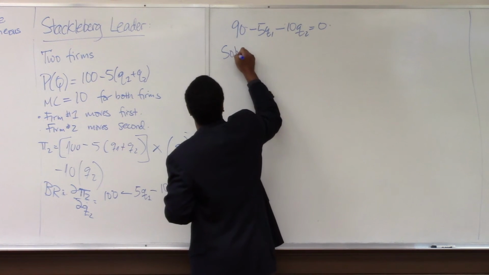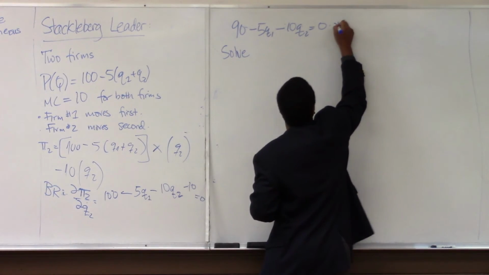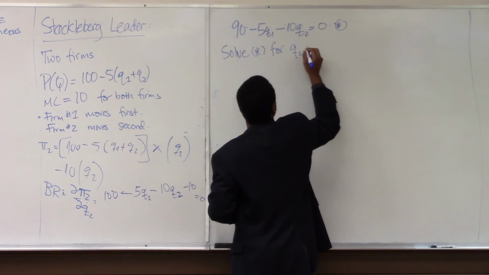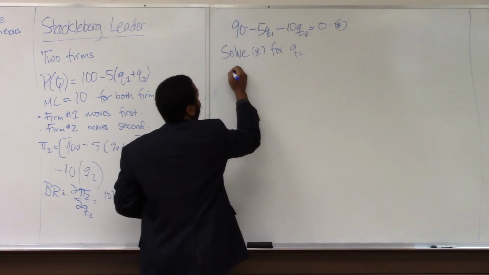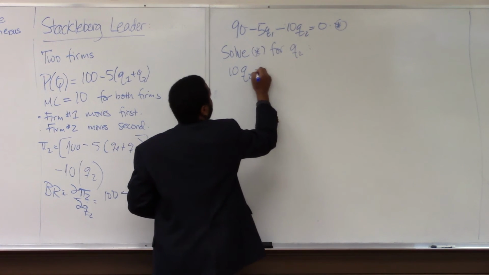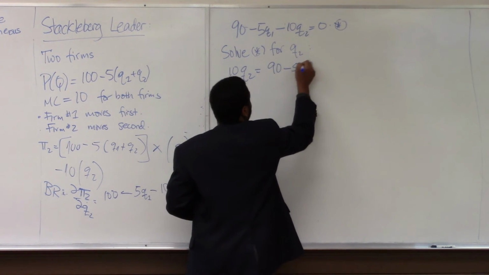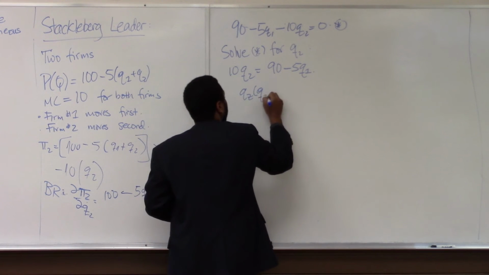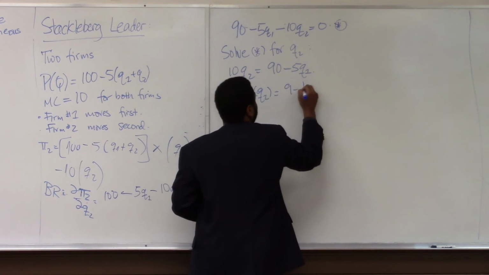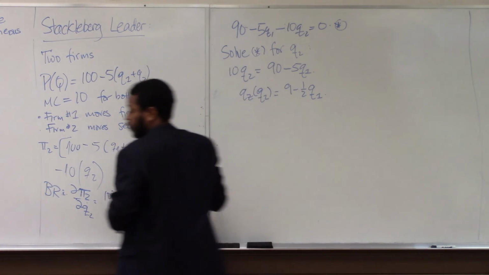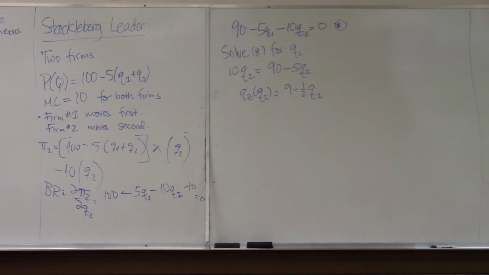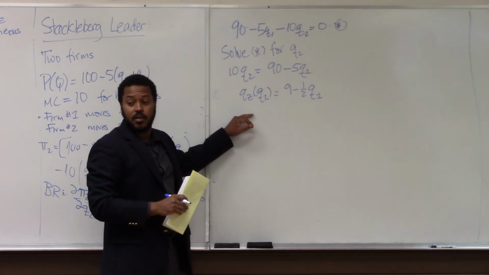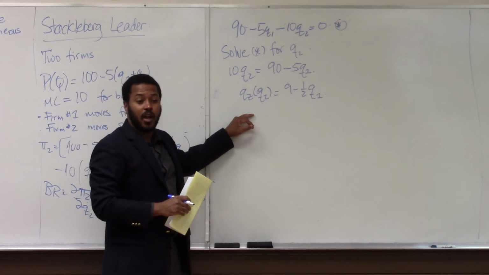So we solve for Q2. We get that 10 Q2 is equal to 90 minus 5 Q1. So Q2 as a function of Q1 is just going to be 9 minus a half Q1. Does everybody see this? Any questions on this? Okay.